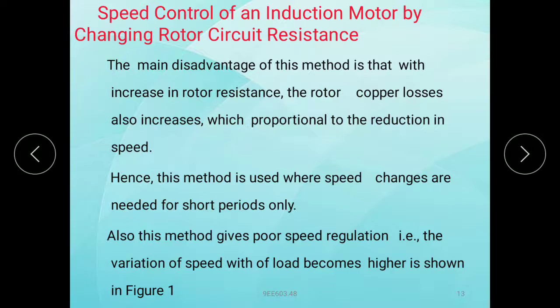Also, this method gives poor speed regulation. The variation of speed with load becomes higher.